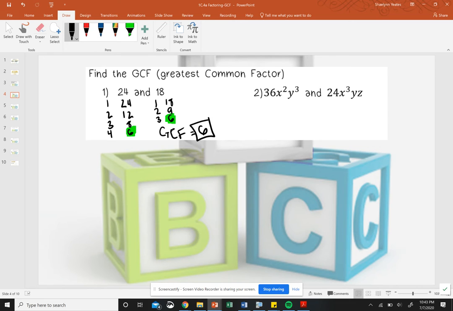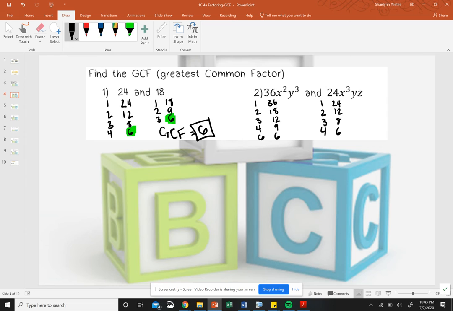Okay? So over here we're going to do the same thing, but we're going to do it for 36 and 24, then x squared and x cubed, y cubed and y, and z. We'll see. Okay, so 36 is 1 and 36, 2 and 18, 3 and 12, 4 and 9, 5 doesn't go into it, but 6 and 6. So there we go, we're done. So 24 is, we already have those, so I'm just going to quickly copy them down. 1 and 24, 2 and 12, 3 and 8, 4 and 6.